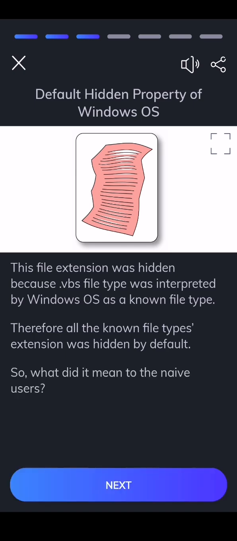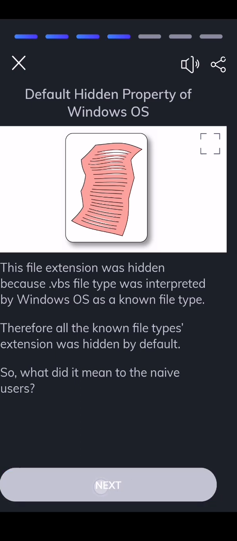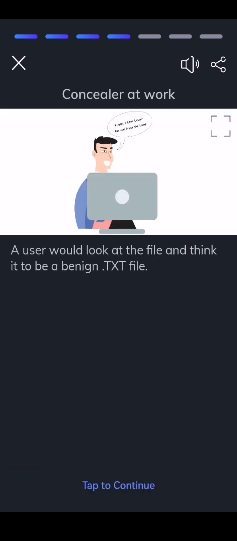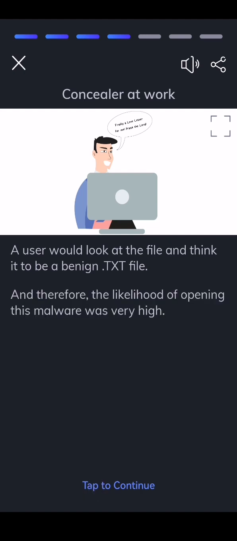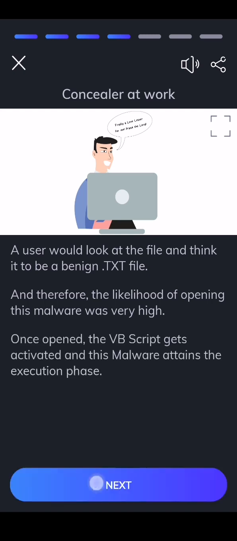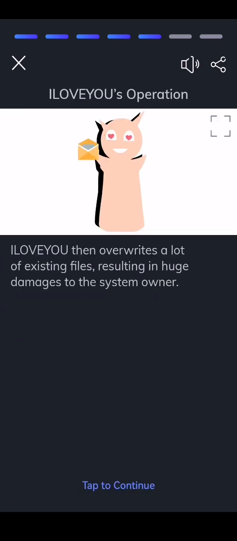So, what did it mean to the naive users? A user would look at the file and think it to be a benign text file. And therefore, the likelihood of opening this malware was very high. Once opened, the VB script gets activated and this malware attains the execution phase. I Love You then overwrites a lot of existing files, resulting in huge damages to the system owner.